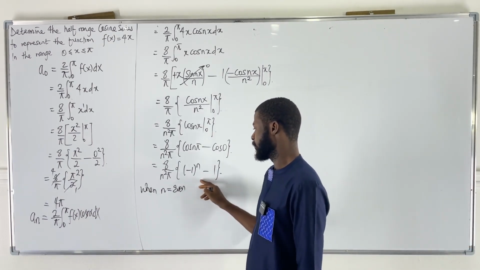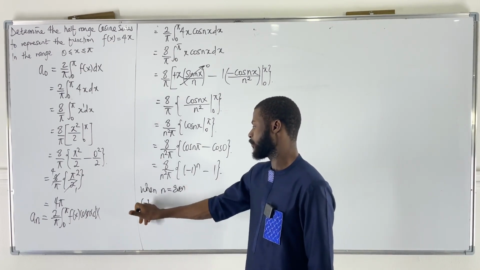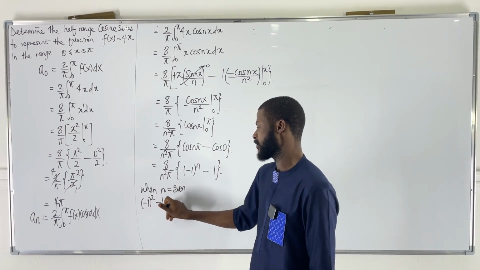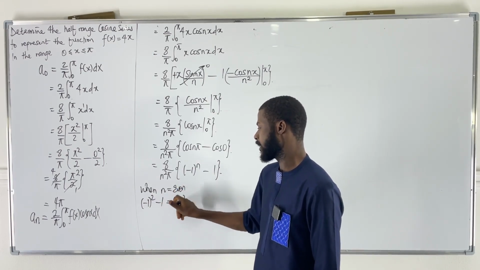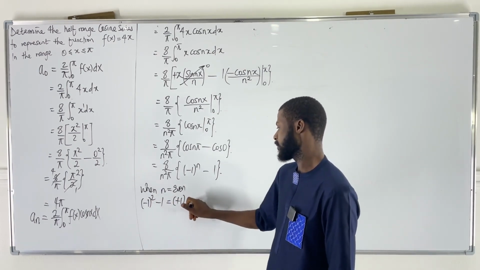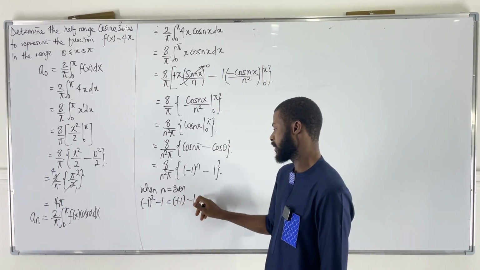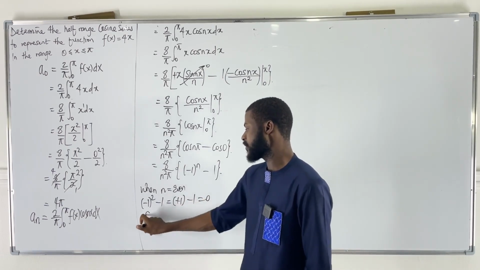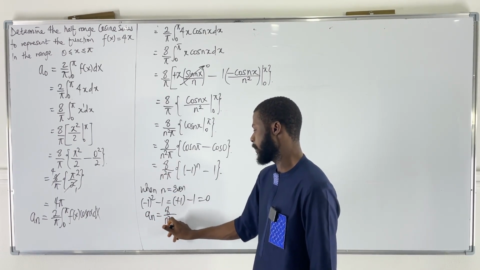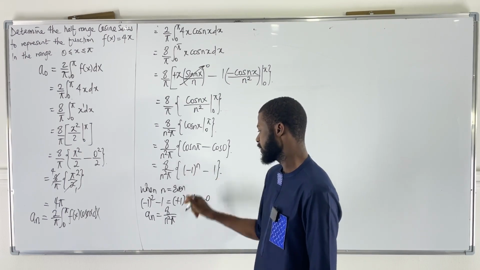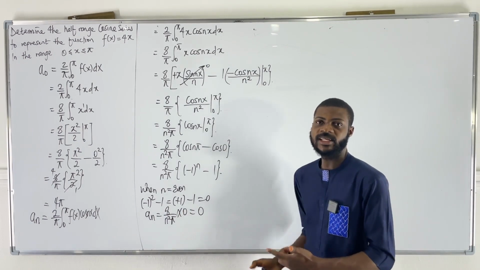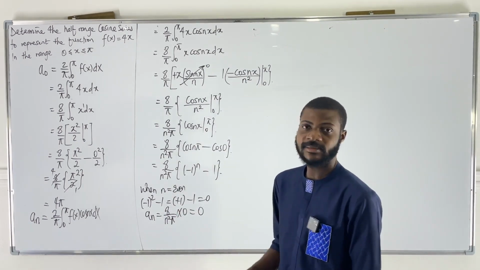So if you look at this properly, we have minus 1 to the power of n. Since we're picking even, let's say 2, and then minus 1. Minus 1 squared is plus 1. Now, what is 1 minus 1? That's 0. So this tells us that our a sub n, which is 8 over n squared pi times this bracket, the bracket is now 0. So it means everything here is 0. So my a sub n is 0 whenever I'm dealing with even numbers.